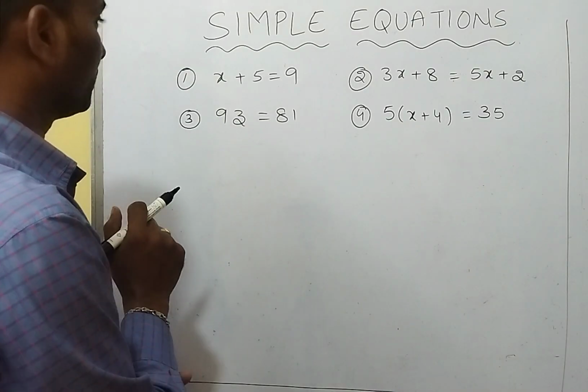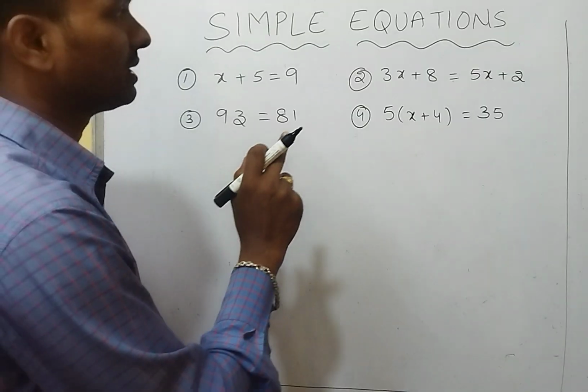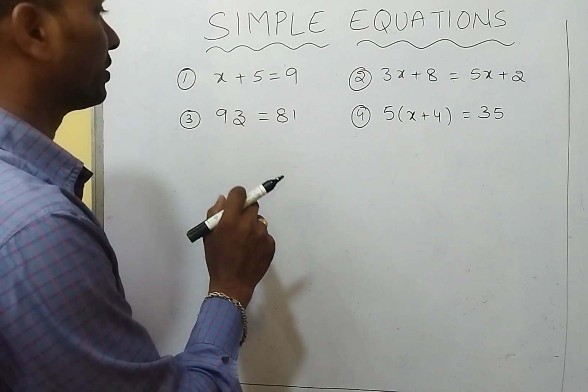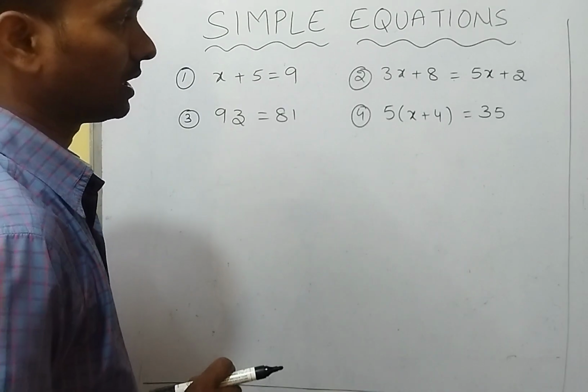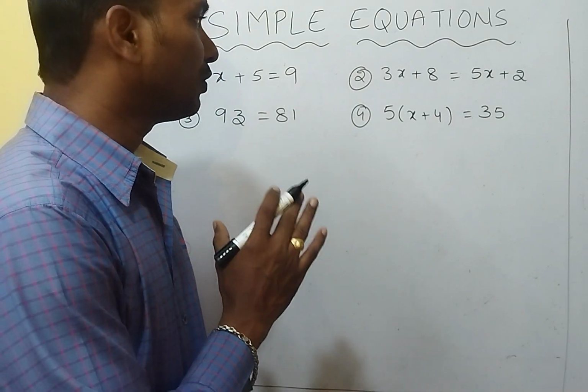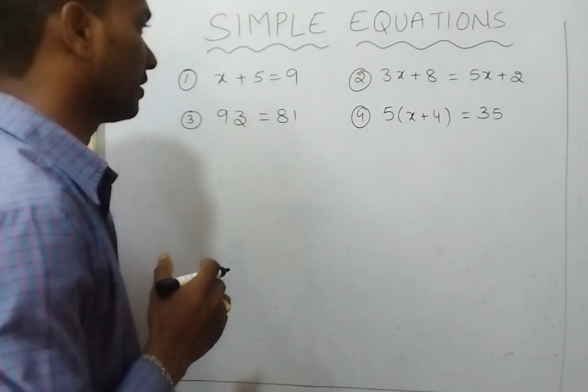Here is the first question, x plus 5 is equal to 9. Second question, 3x plus 8 is equal to 5x plus 2. And the third question, 9z is equal to 81. Fourth question, 5 into (x plus 4) equal to 35. So these are the 4 questions, and how to solve them we are going to learn now.